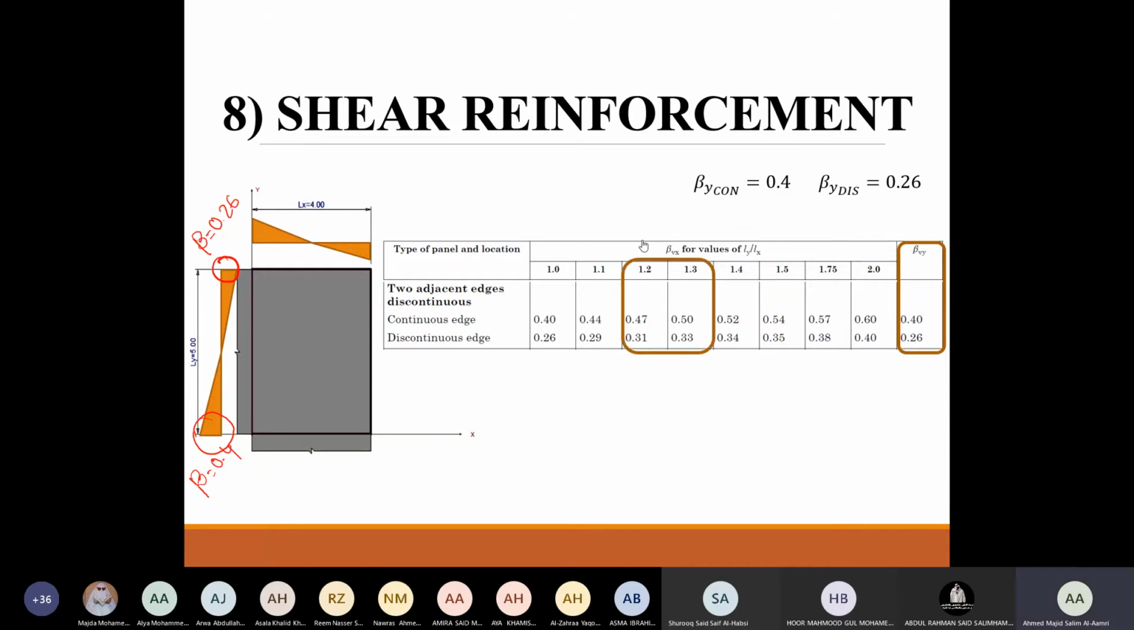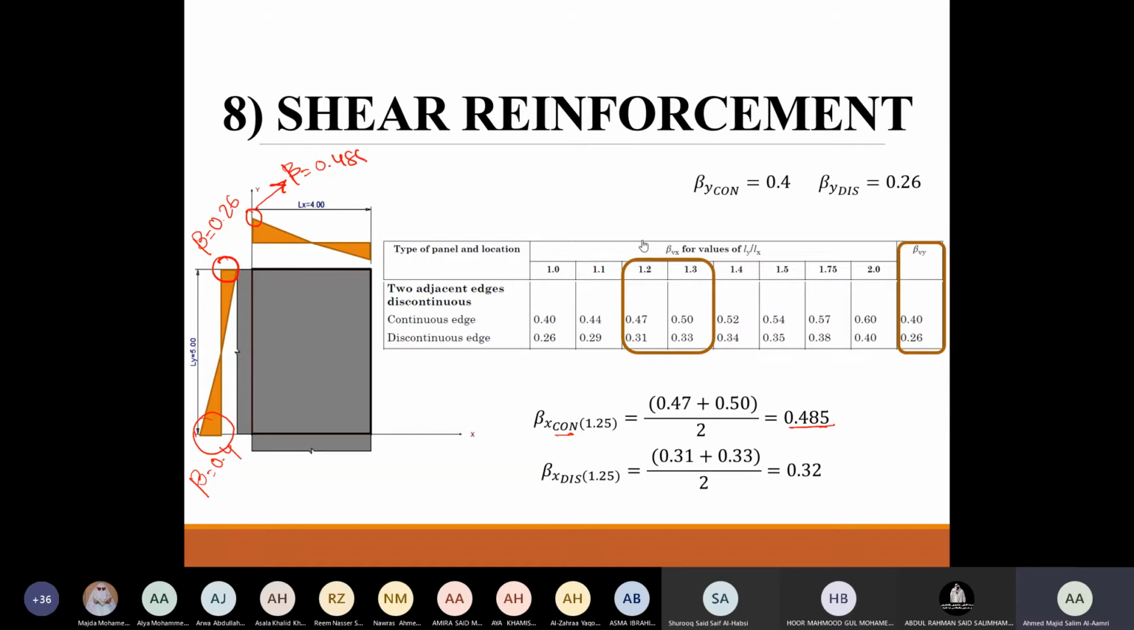Okay. Now the same thing, if you remember what we did in the previous class for the moment, our Ly over Lx is actually 1.25. So we need to take the average between these two, the average of 1.2 and 1.3. Now what do we have? We have 0.485 for the continuous, so for this portion this beta is going to be 0.485. And for the discontinuous, this beta is going to be 0.32. Are we clear?